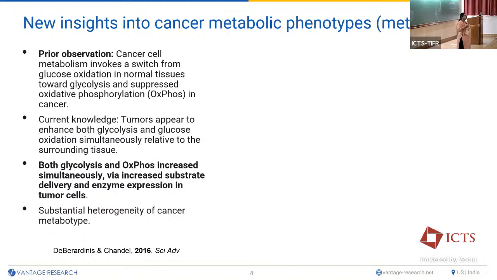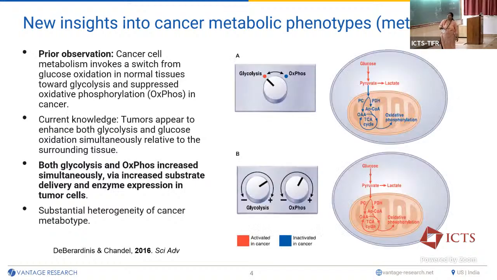Glycolysis happens in the cytosol, oxidative phosphorylation happens in the mitochondria. So either of these two has to get turned on or turned off. However, if you see the current view, this is actually not an on-off switch, but rather both can coexist. Again, it highlights how heterogeneous the cancer metabotype is and how we need to take advantage of this heterogeneity of cancer in order to come up with novel drug targets and therapeutics.